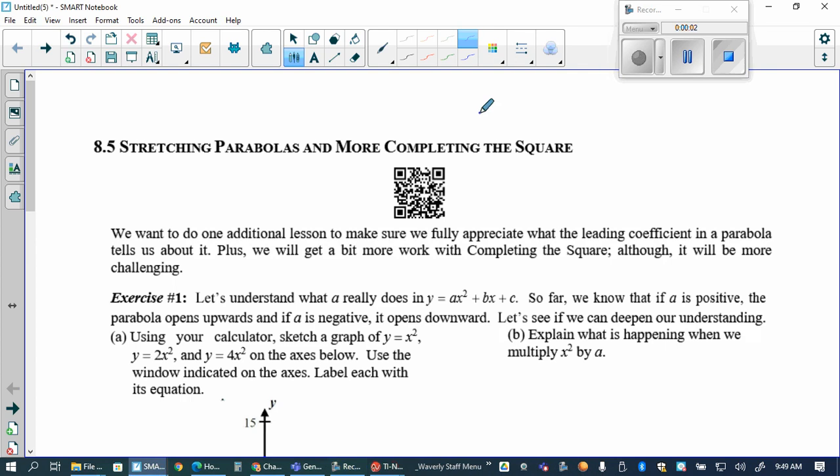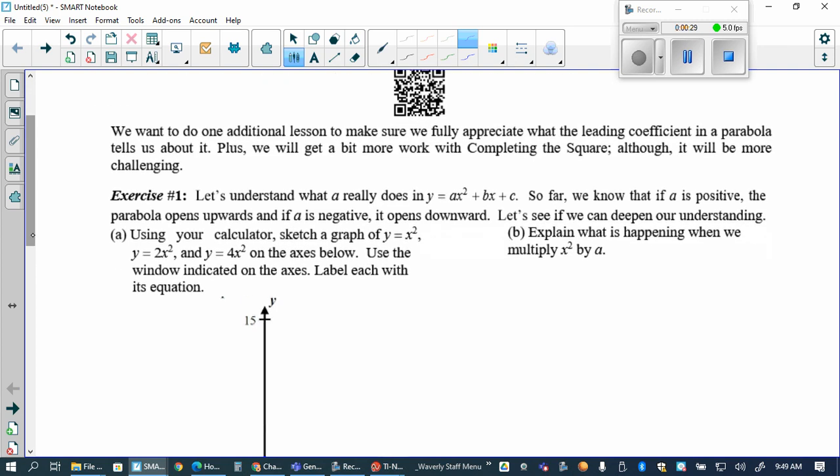So we're going to do a little more talking about stretching and flipping, and then completing the square again with a little twist to it now. I think most of you are getting the idea of how to complete the square to get it in vertex form, right? Okay. So it shouldn't be too hard then, this one little tweak we have here on the second page. So they're going to review what the a does in the ax squared, okay?